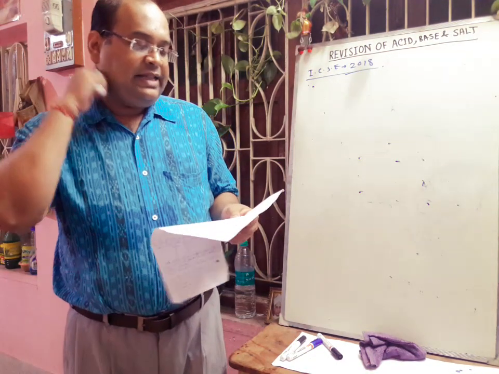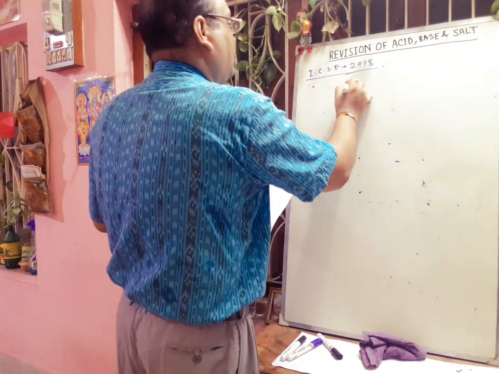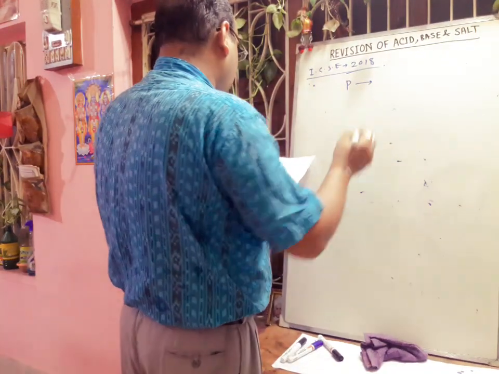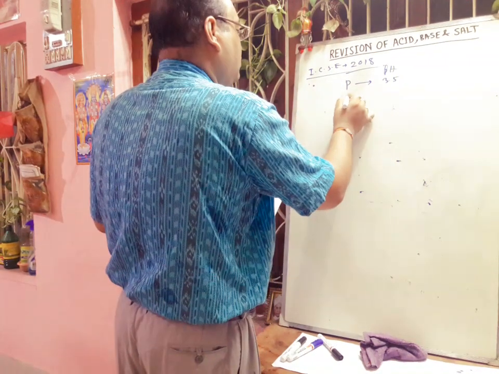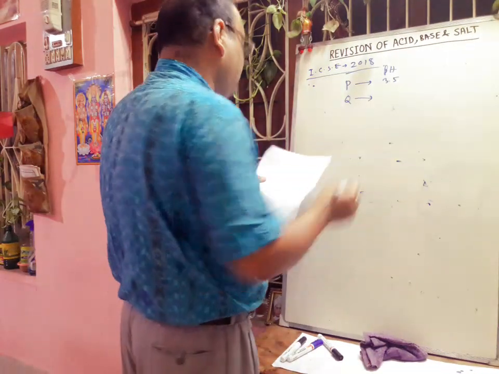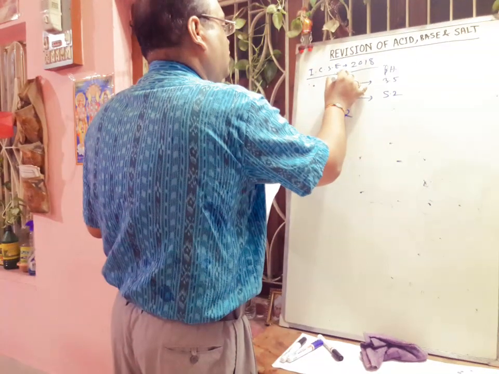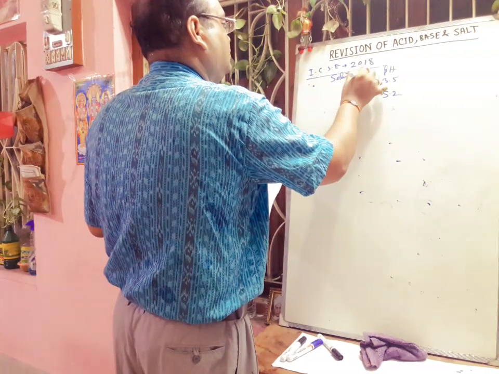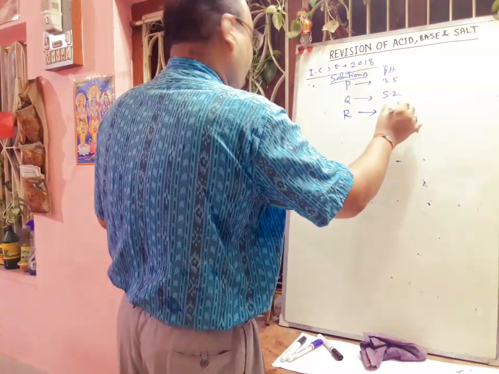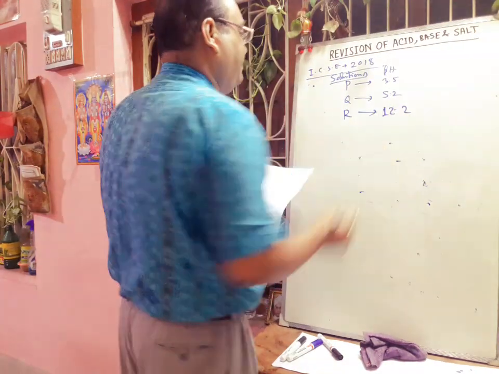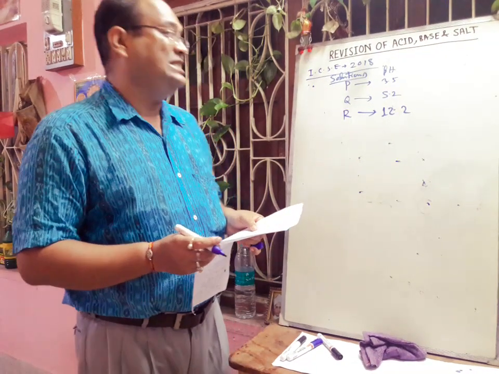The next question is given that 3 solutions are given. Solution P has the pH value 3.5. Solution Q has the pH value 5.2. And the last one, R solution, has the pH value 12.2 respectively. Now the question is, which one of these is a weak acid?